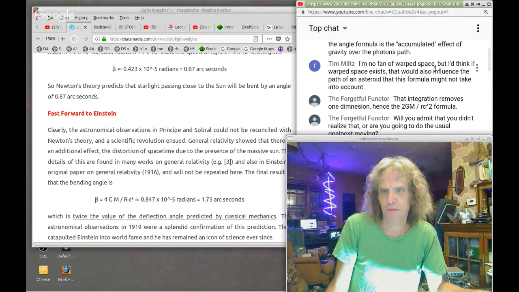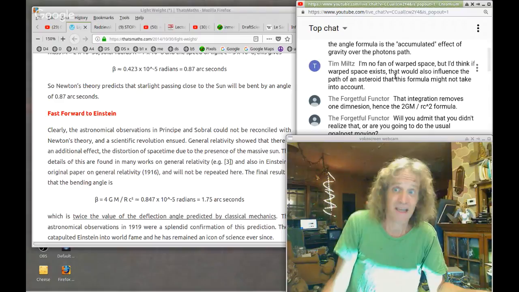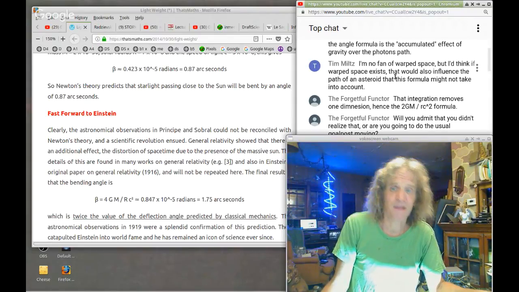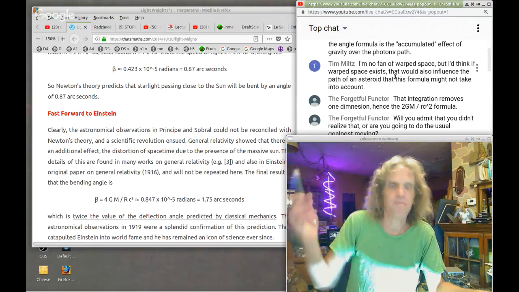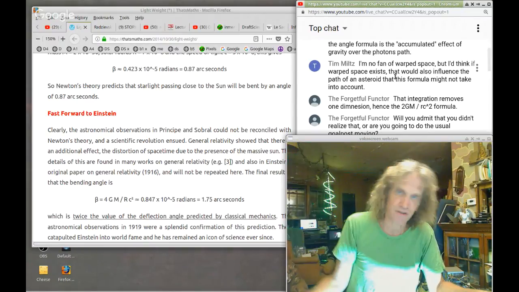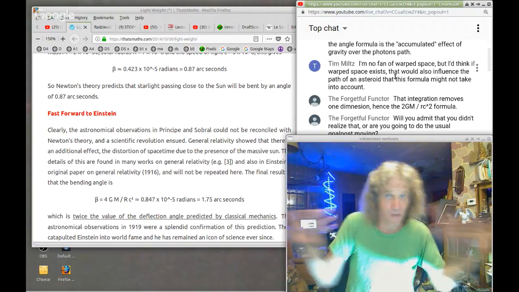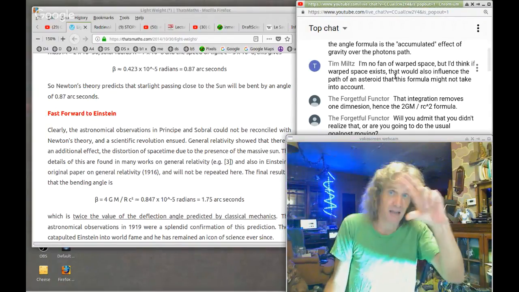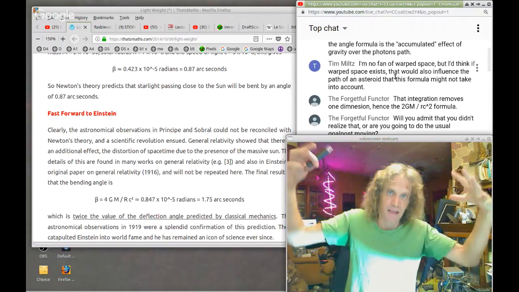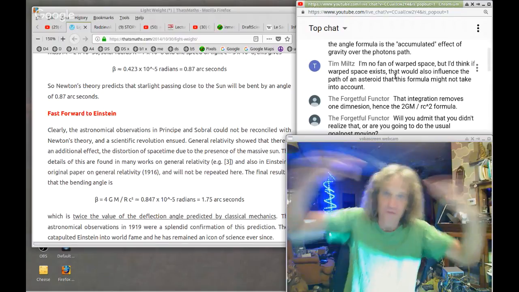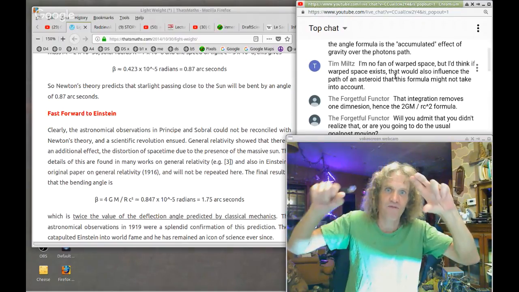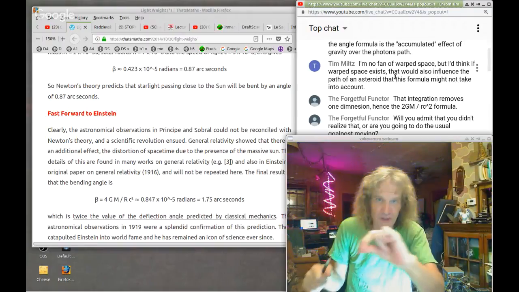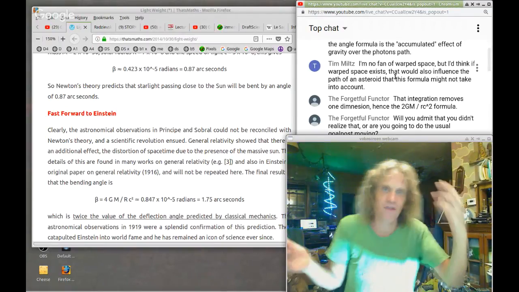I'm no fan of warped space, but if warped space exists, well, the very word warped is such a cartoon caricature of the reality that it doesn't mean anything. It's a convergence of space. That's the fact. That's how the real physicists describe it. It's an anti-divergence. Stuff moves from things that are far apart and they move closer together. They're condensed.